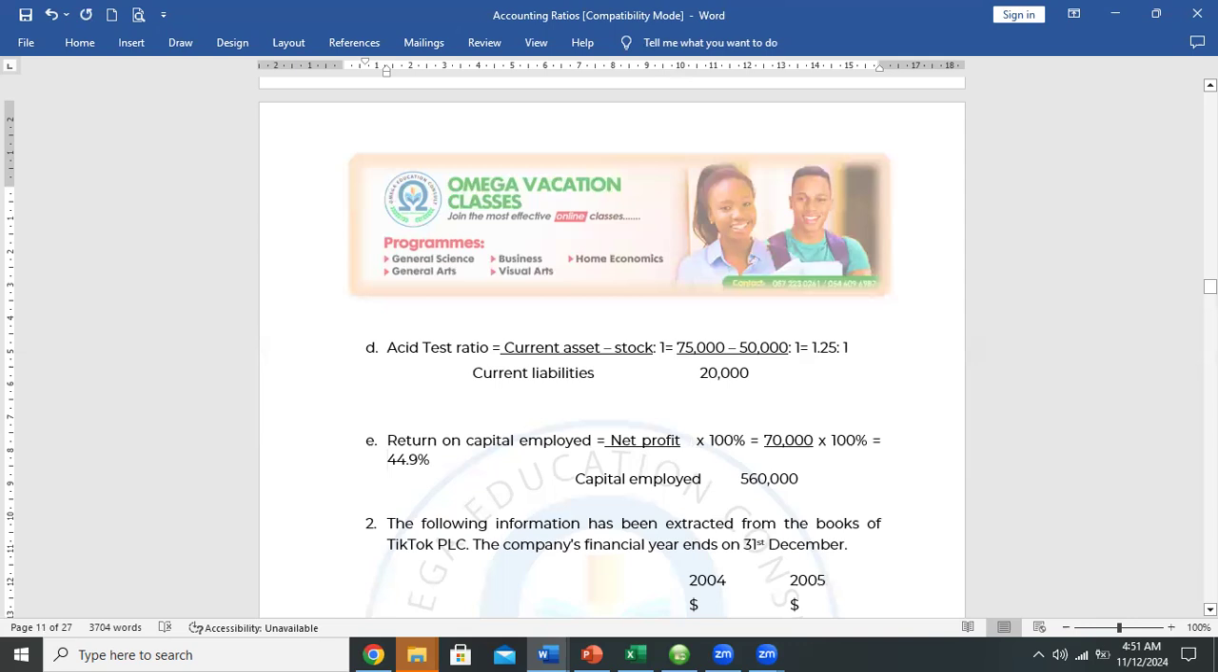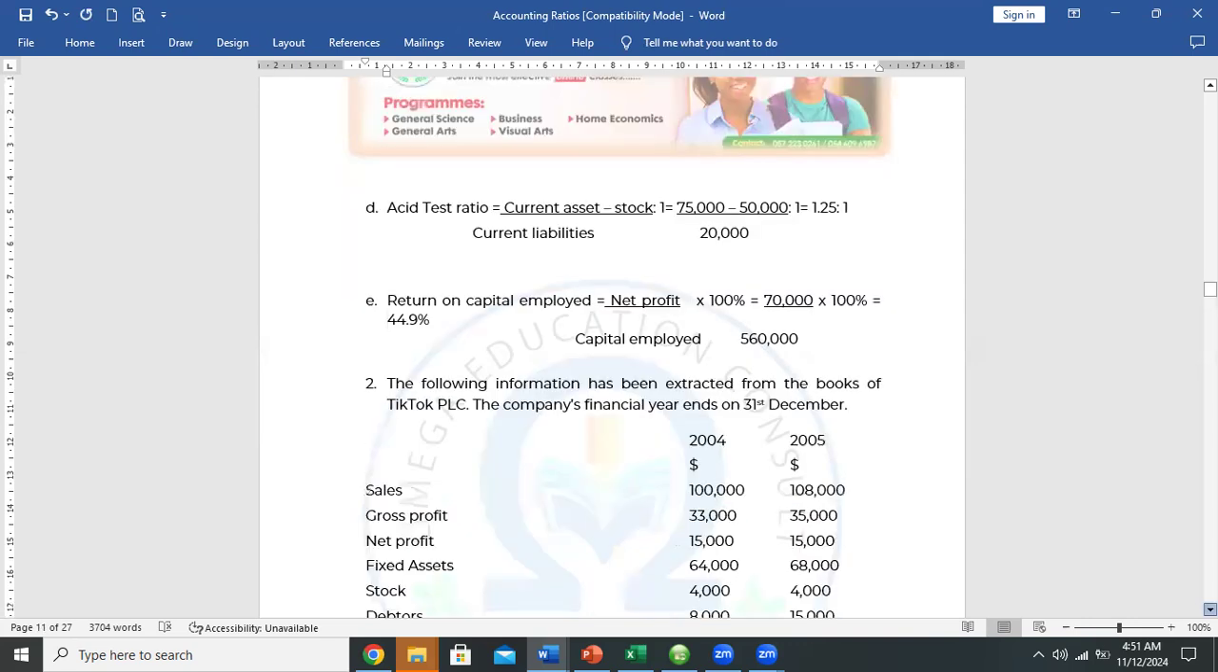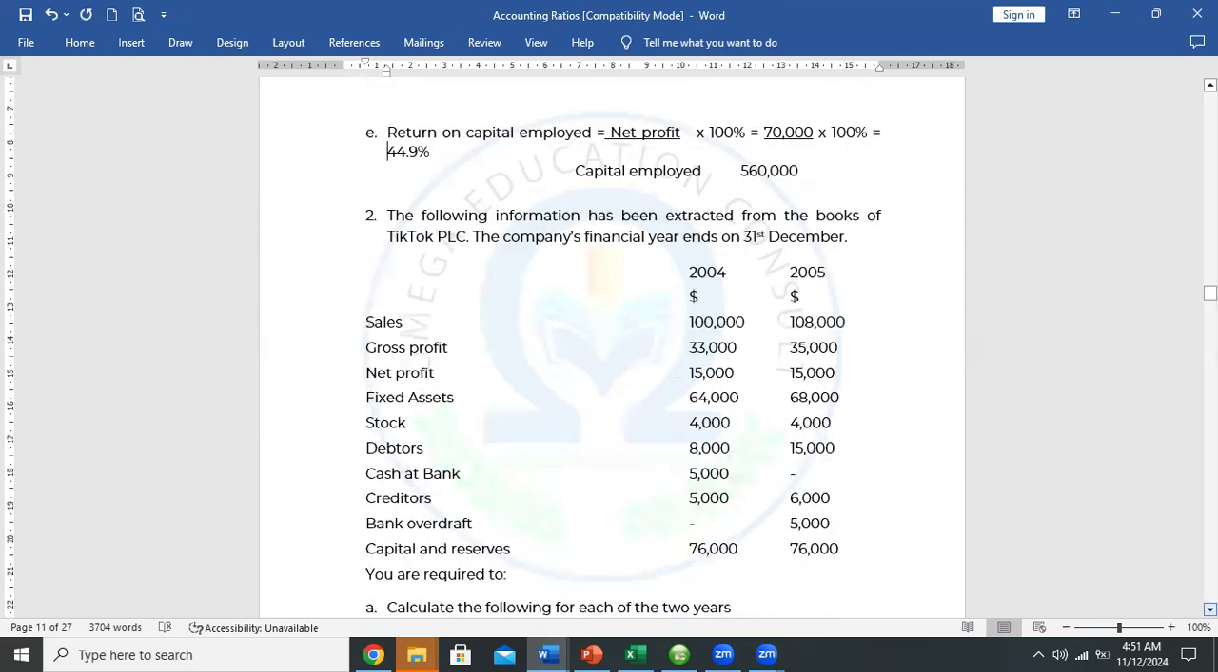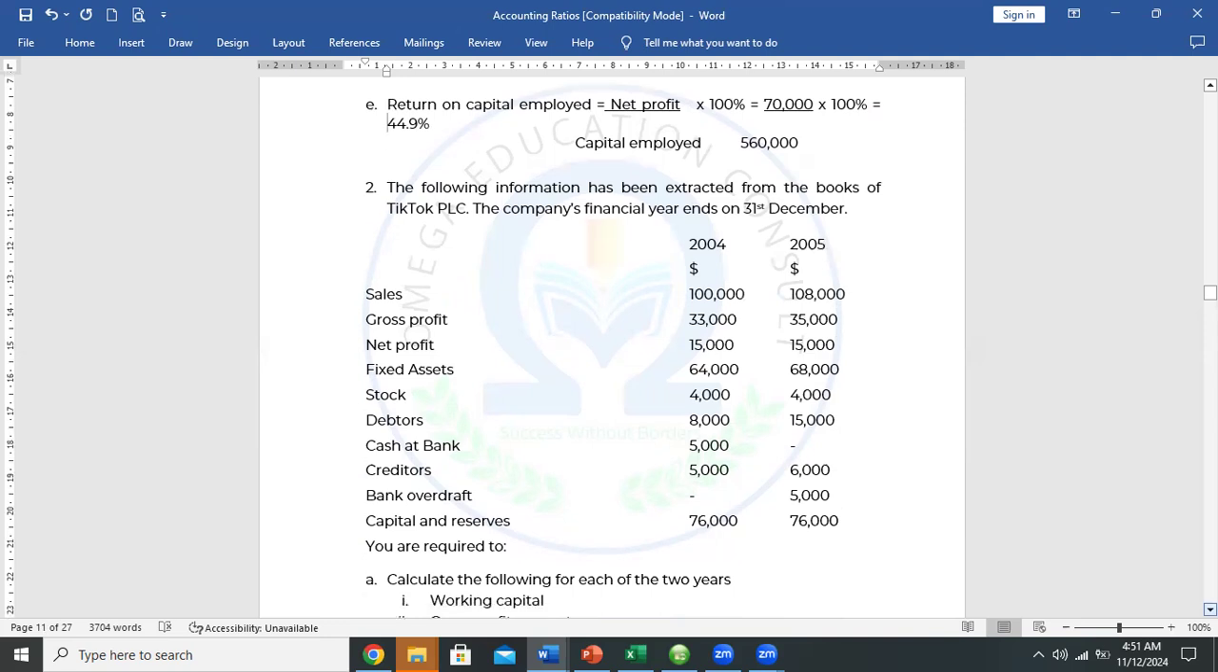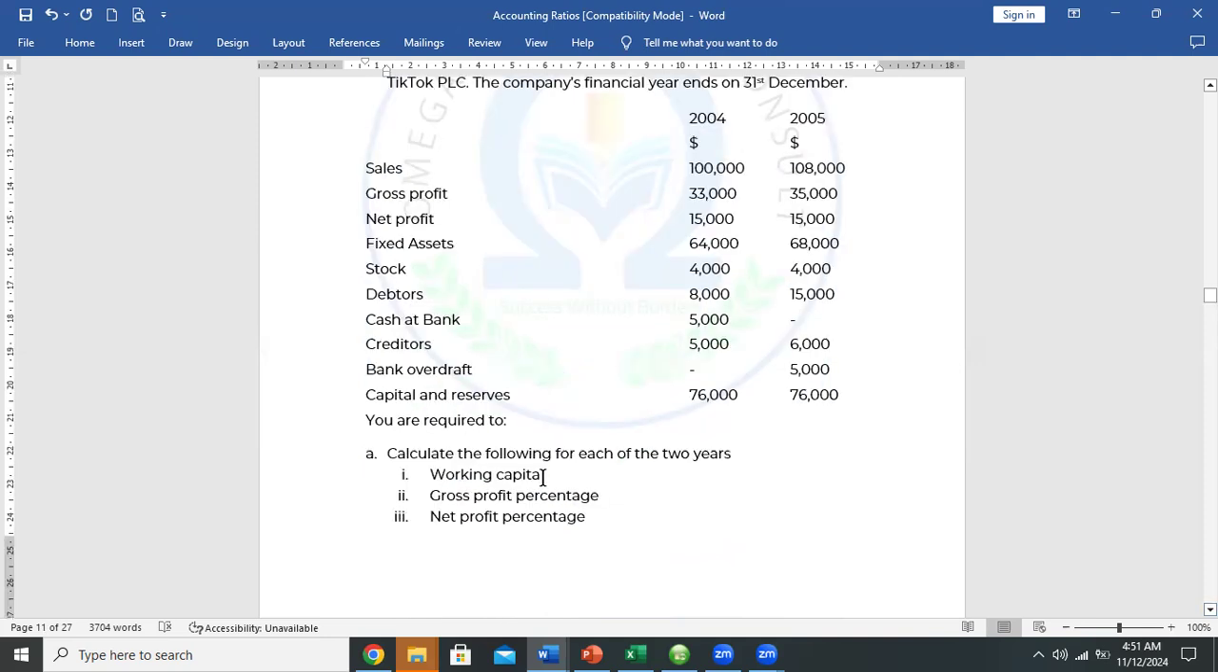So there's another illustration here. This time, they have not prepared it for us. They have just given us the items: sales, gross profit, net profit, fixed asset, right? And they ask you to calculate for 2 separate years. So you just have to indicate the year you are calculating. So you are asked to find working capital. Please, I think you know, what is the formula for working capital on the balance sheet? Your working capital is equal to what?